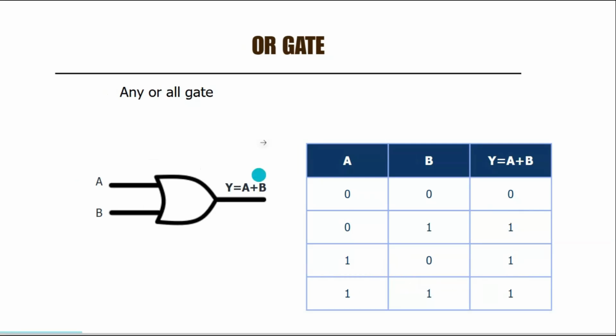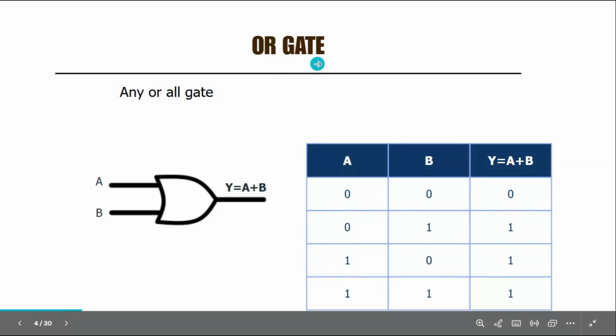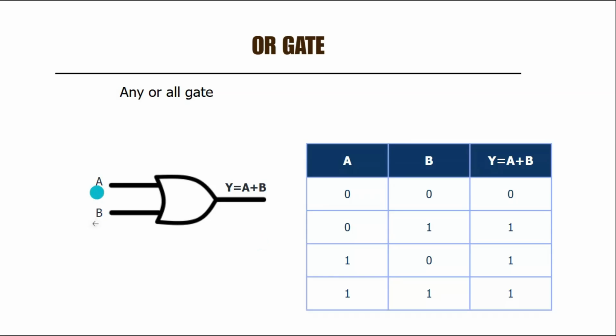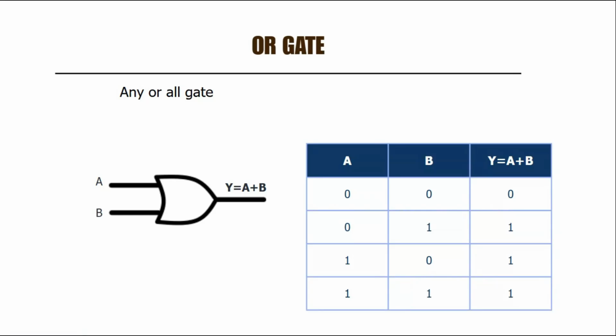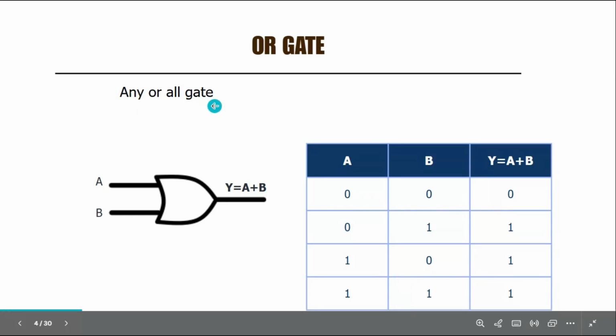The next basic gate is the OR gate. This is the logic symbol of the OR gate with two inputs A and B. The output Y is denoted by Y equal to A plus B, where plus denotes the logical OR operation. If we observe the truth table, we can see that the output of an OR gate is 1 when any of its inputs is a 1 or when all of the inputs are 1. Hence, this OR gate is also called the any or all gate.